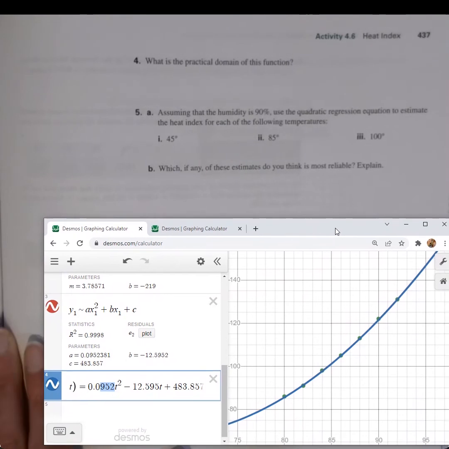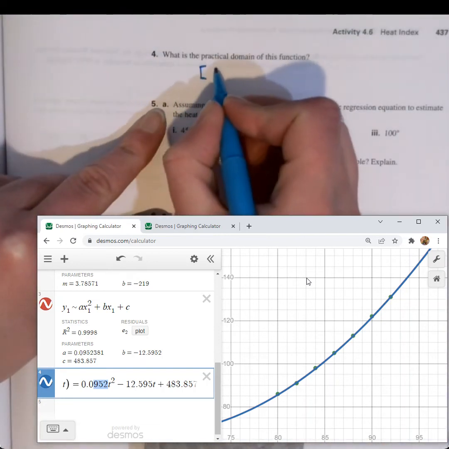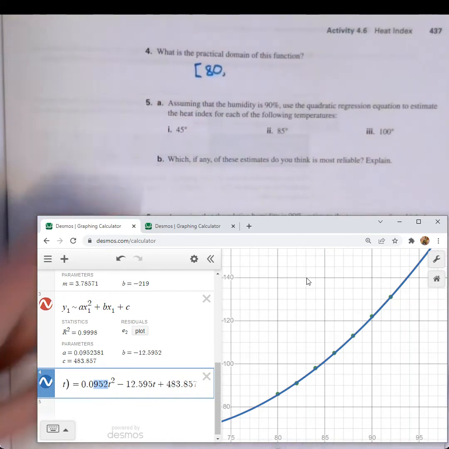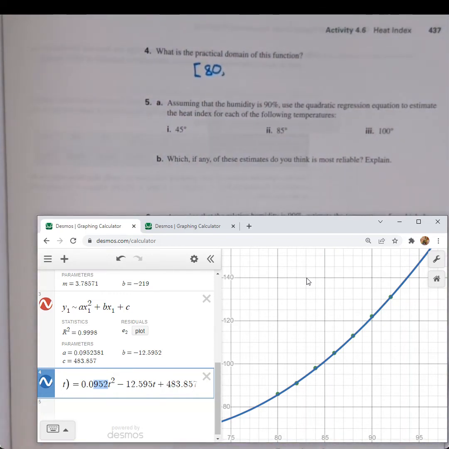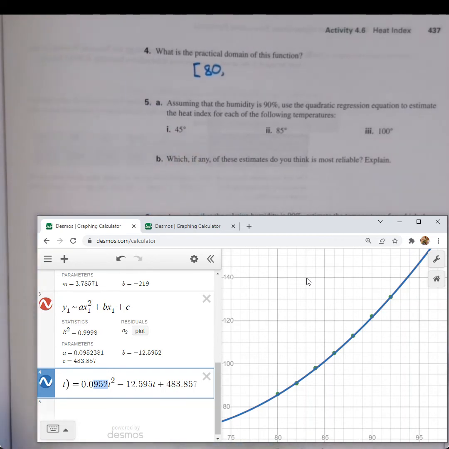Next, they're asking me the practical domain of this function. So the inputs for this function are temperature in degrees Fahrenheit. And they do note that heat indices are not usually calculated until the air temperature reaches 80 degrees Fahrenheit. And so 80 degrees is going to be the smallest input that we're going to use on this one. We're not going to compute the heat index for something below 80 degrees. It's just not going to make sense. Now, they ask us to, but we're going to see when we do that prediction that it doesn't make sense because heat indices just aren't usually calculated until the air temperature reaches 80.